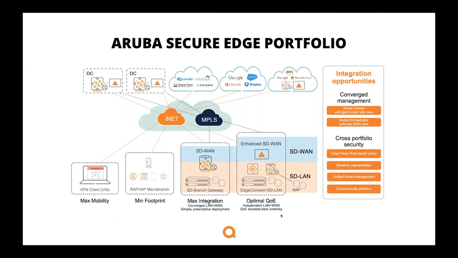Then we look at the SD branch, or the SD solution for max integration, where SD branch today is integrated into Central. So if that's that one point of view that you want to have for the entire environment, you can look at that. Or if you have a very simple prescribed deployment, then you would look at an SD branch solution. Again, like I used the example earlier, think maybe 7-Eleven stores with very basic needs. For manufacturing, where you might need a more advanced solution, then you would look at an Edge Connect platform.